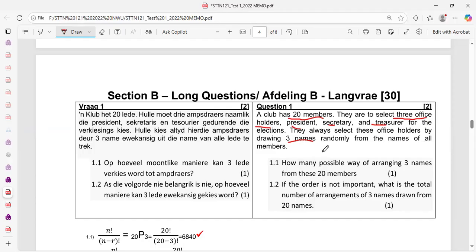Guys, remember, on part 1, I explained the difference between permutations and combinations. Look at this: how many possible ways of arranging? This is the permutations. If you go and check part 1, you'll see what I'm talking about. Arranging 3 names from these 20 members is going to be 20 permutation 3. I also explained on part 1 how to get the P on the calculator. You will get 6840.